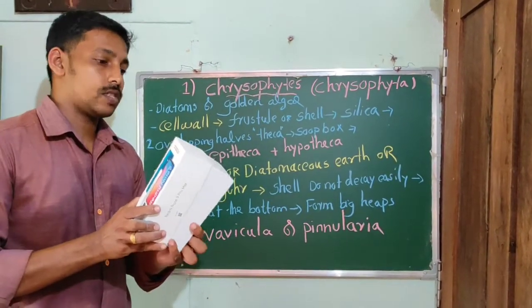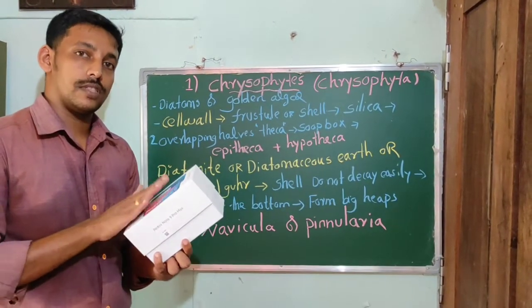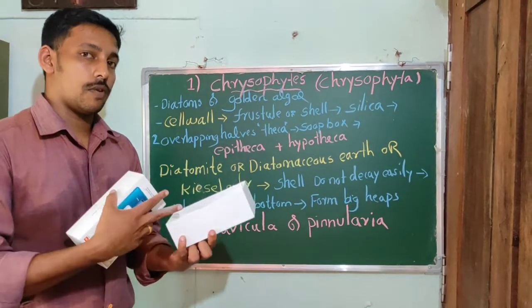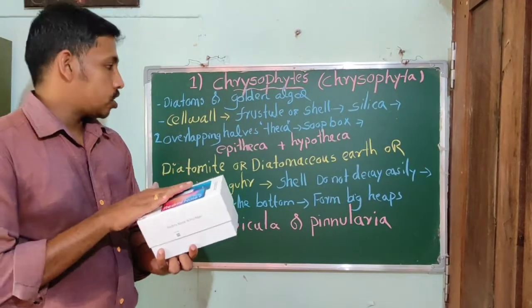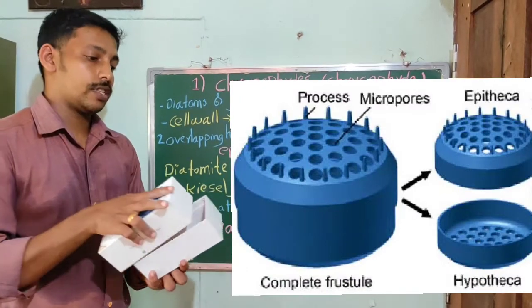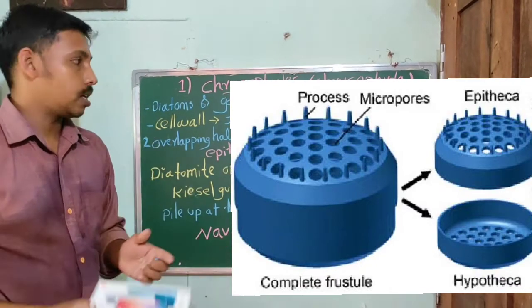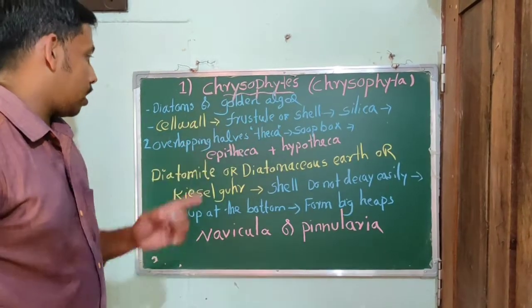Okay, so just like a box, it is fit together. This upper half is known as the epitheca, and this lower half may be known as hypotheca. Okay, so they have a shell and it contains silica.